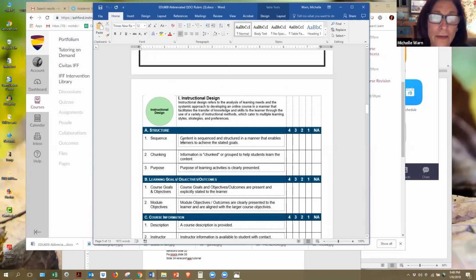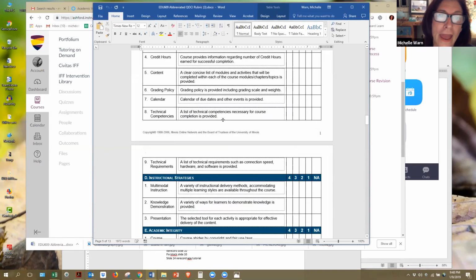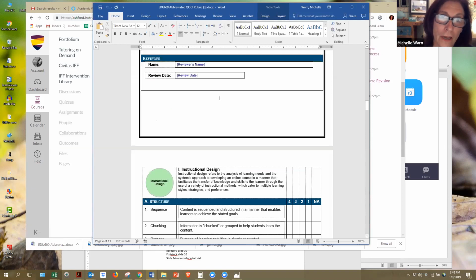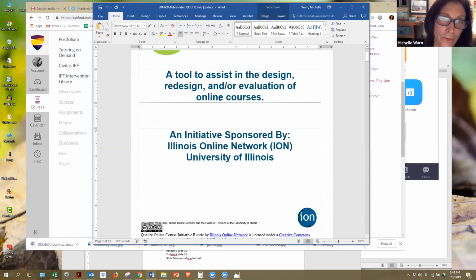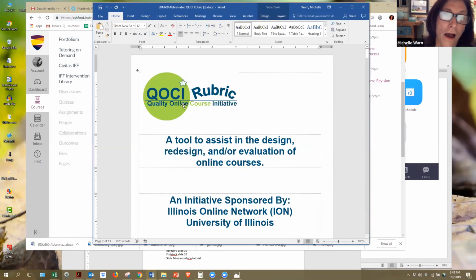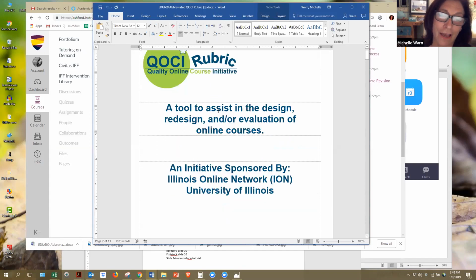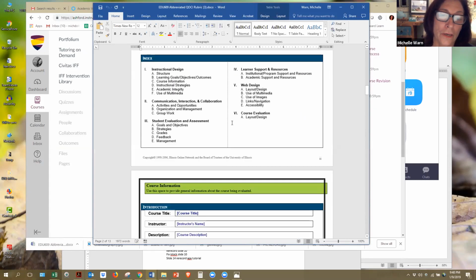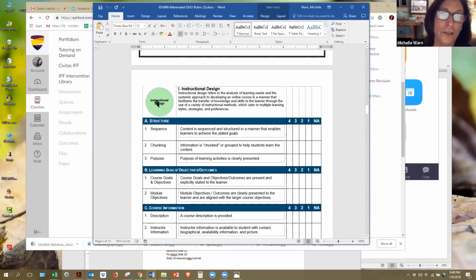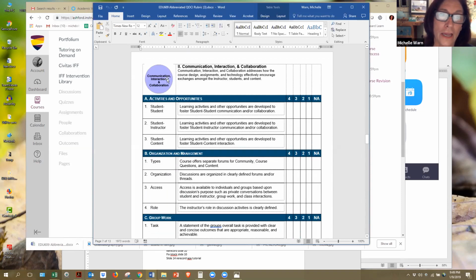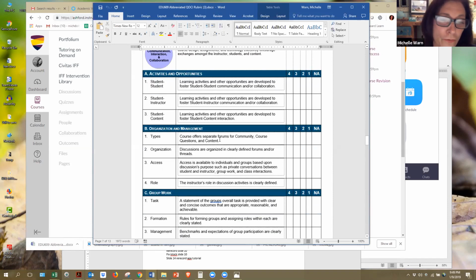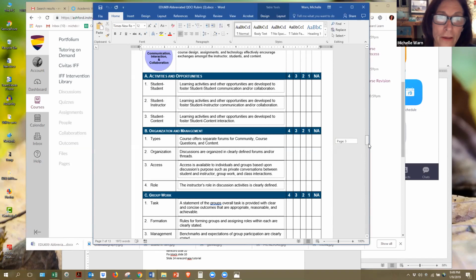The original document is like 15 pages long. This one's only like 5. And again, remember with the QOCI, which stands for, hang on, wait for it, the QOCI stands for Quality Online Course Initiative. And you are going to be evaluating your course in terms of the instructional design, the communication and collaboration aspects of it. And there's like 4 or 5 things that you're going to be evaluating your course around.